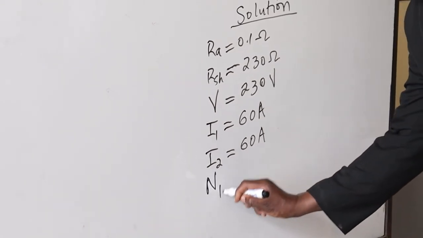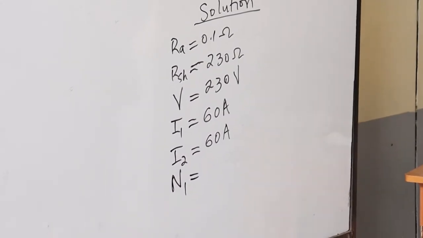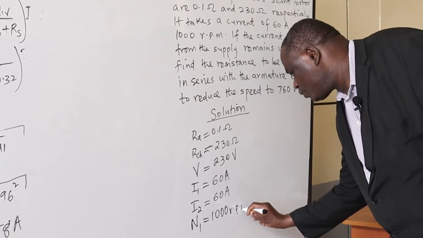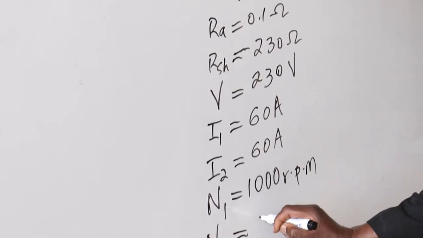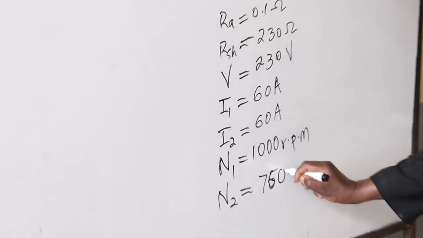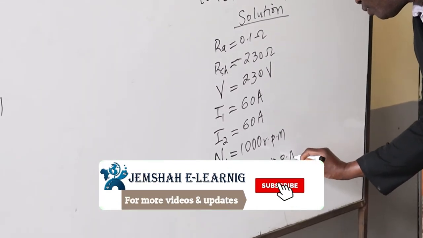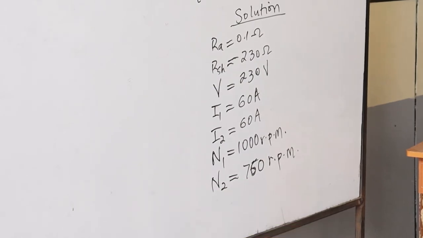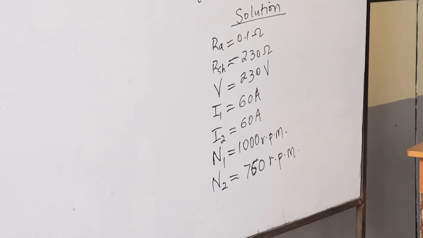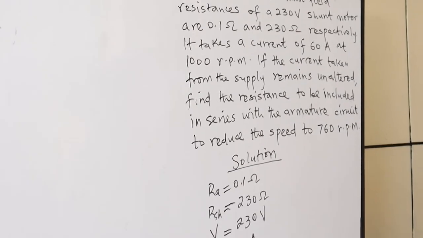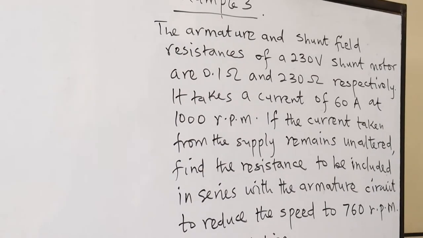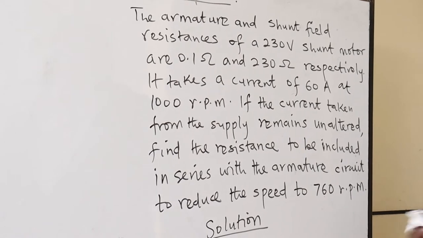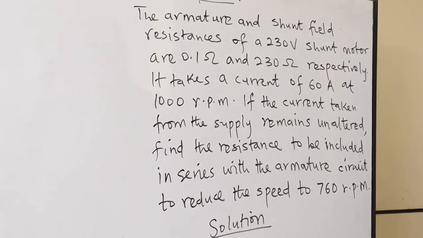So we are given N1 at a speed, N1 is 1000 RPM, and N2, where we should reduce our speed to, is 760 RPM. That is N2. So those are the particulars that were given. So we can see from the circuit configuration what is required, what is missing, so that we can be able to evaluate them.